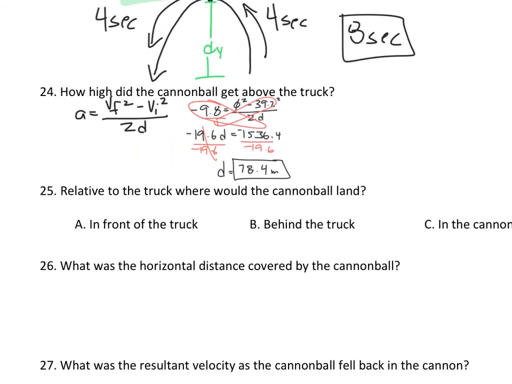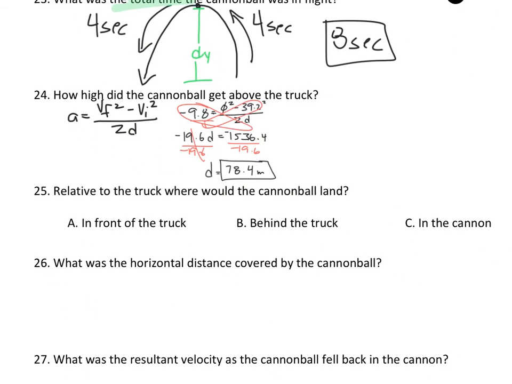Okay, so relative to the truck, we saw this demonstration. Because the ball has horizontal velocity as well, its inertia is going to allow it to maintain a constant velocity all the way up and down its pathway. So when this ball comes back down, it is going to land back inside the cannon. Okay, answer choice C.